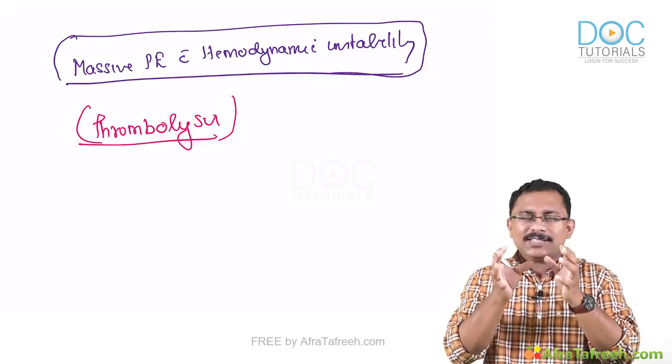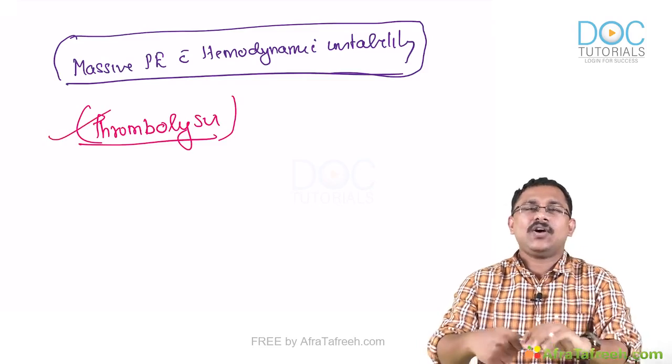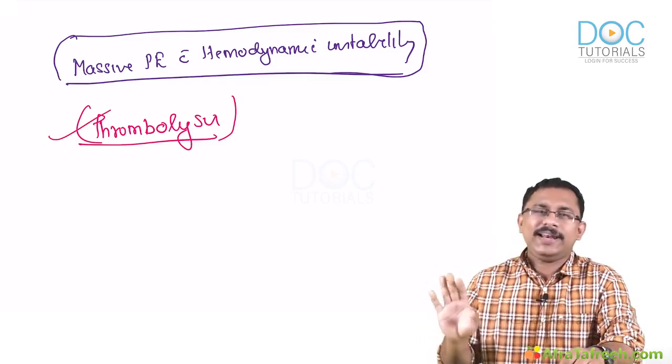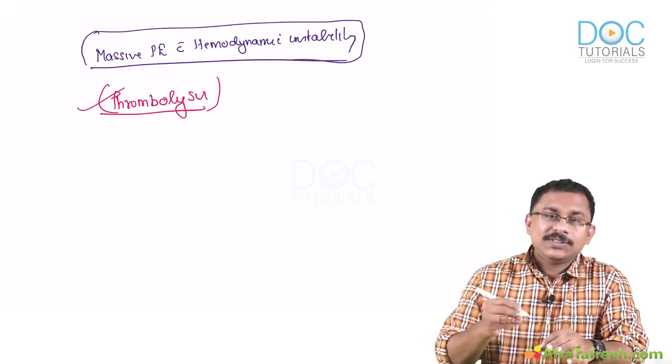So if you have a large clot in your pulmonary artery, your first target is to lyse the clot, because otherwise the perfusion will be significantly affected. So you try to lyse the clot. Now, what are the options that are available?